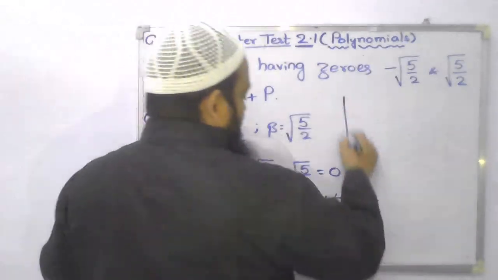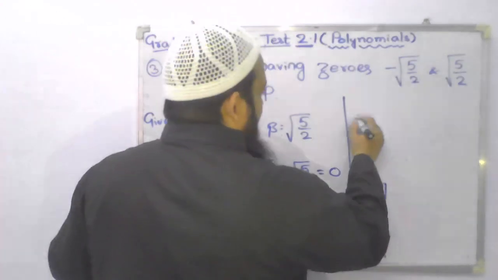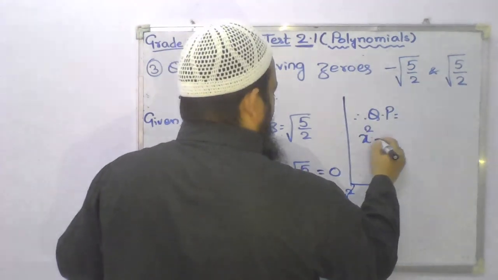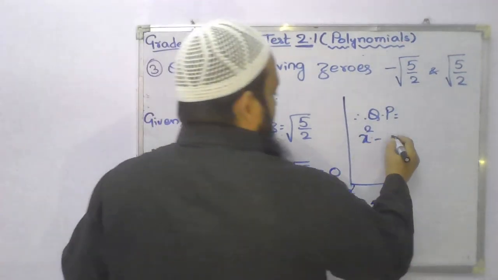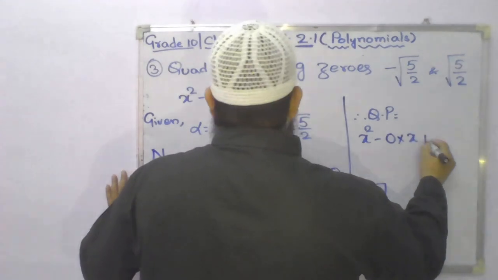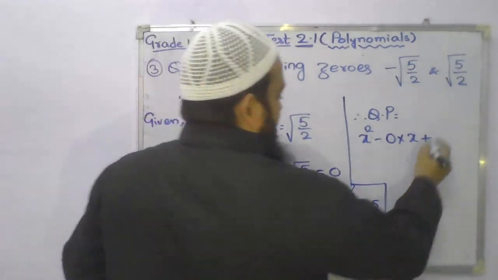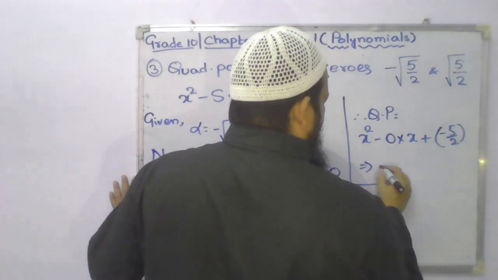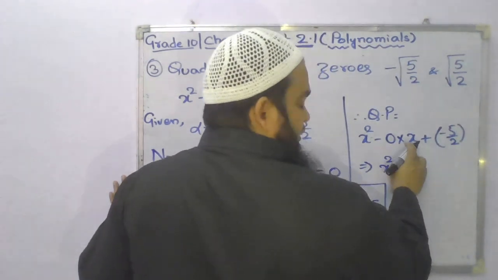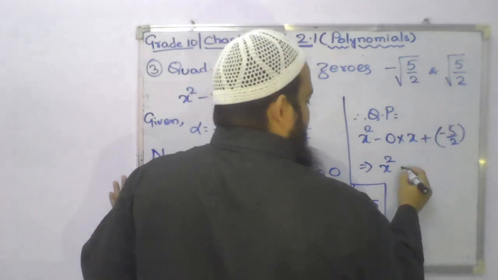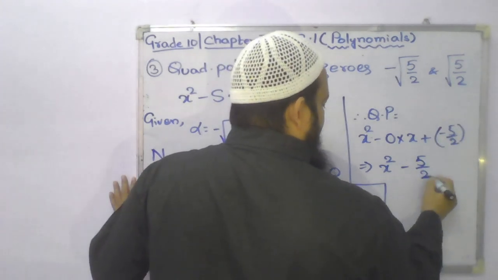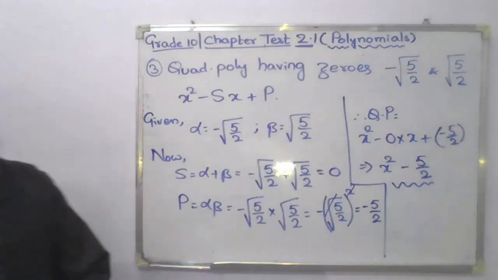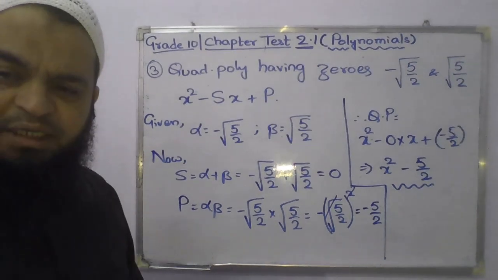So therefore, the quadratic polynomial is equal to x squared minus sum of zeros, which is 0, 0 times x, plus product of zeros, which is minus 5 by 2. So that implies x squared, 0 into anything is 0, plus into minus is minus, minus 5 by 2. Understood, my dear students? Quadratic polynomial. Okay, let us go for the next problem.